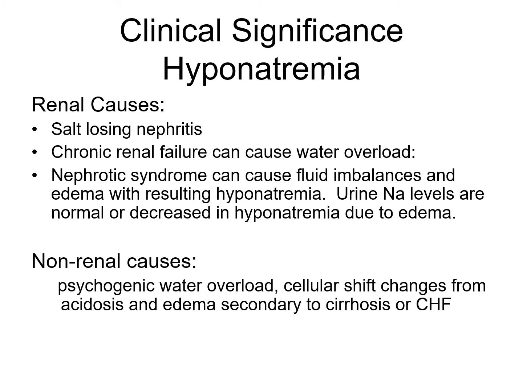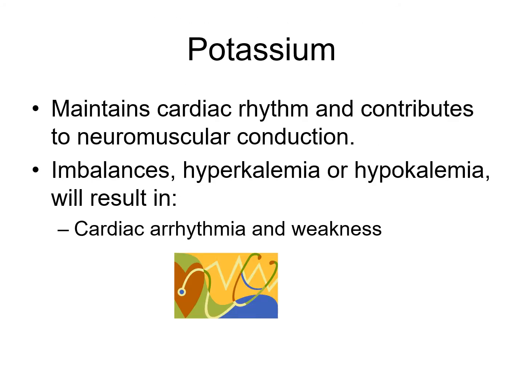For the non-renal causes, if a person is drinking too much water, that is called psychogenic water overload. Cellular shift changes because of acidosis, and edema because of cirrhosis or congestive heart failure, can also be a cause for hyponatremia. The next electrolyte is potassium.